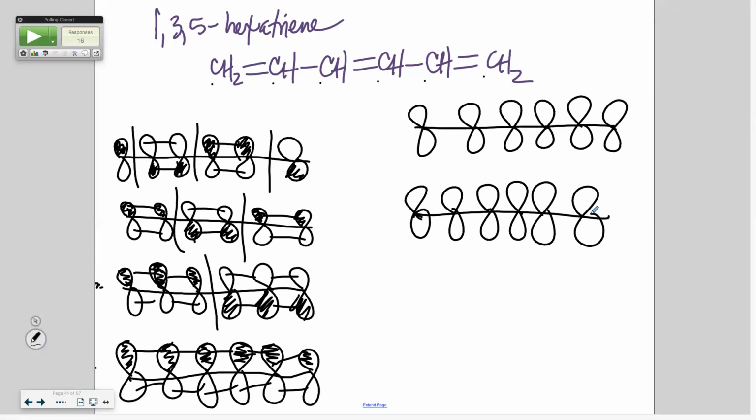Now I need how many nodes in this one? 4. And how many bonding interactions? 1. Okay, so what do you want to do? Besides go to lunch. What do you think we should do? Okay, I got up, down, up, up, down, up. So there's my 1 bonding interaction in the middle, and I've got my nodes.